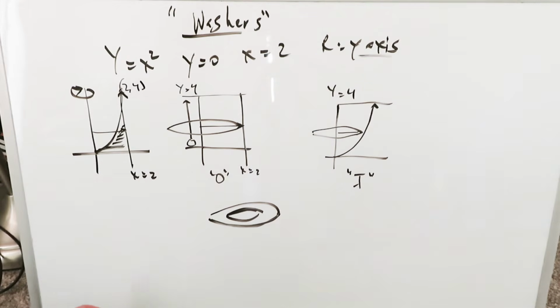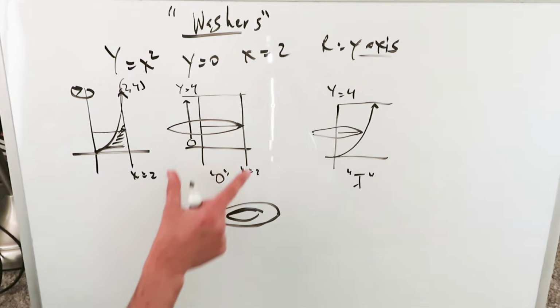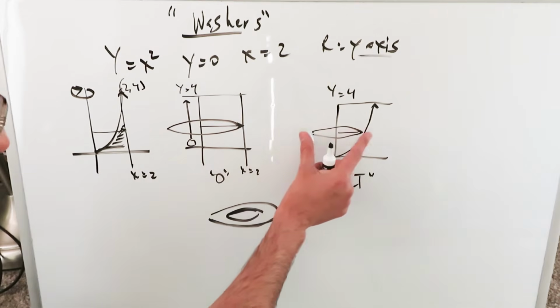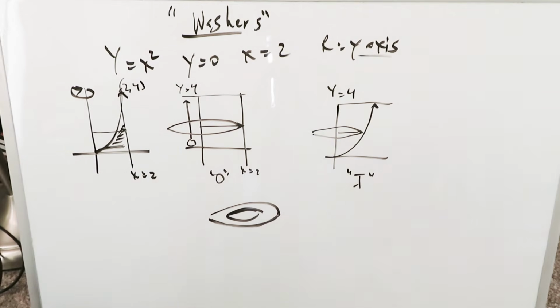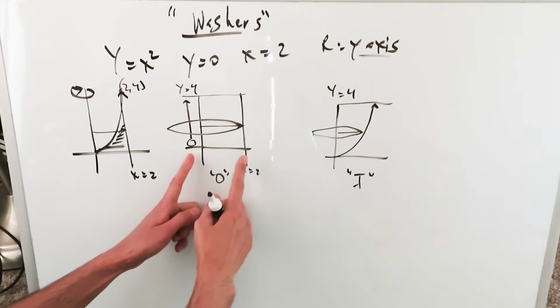This is just me breaking it down even more for you all. You're seeing an outer larger disc and an inner smaller disc, and their difference is developing that washer. Now let's talk about the double integral aspect. The double integral aspect is nothing out of this world. It's relatively easy. Look right over here.